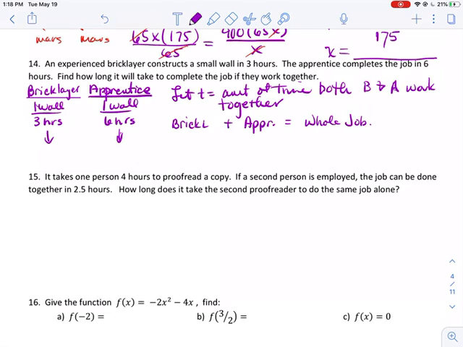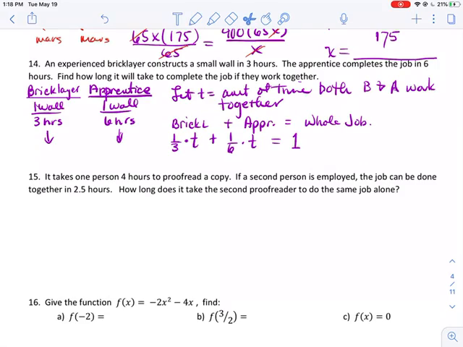And we'll just call it a job. So one job for 3 hours is the rate the bricklayer goes to. One job for 3 hours times, we'll say T, the amount of time, plus one wall per 6 hours, the rate, times T, is equal to the whole job, which is just going to be 1. They're going to build one wall together.